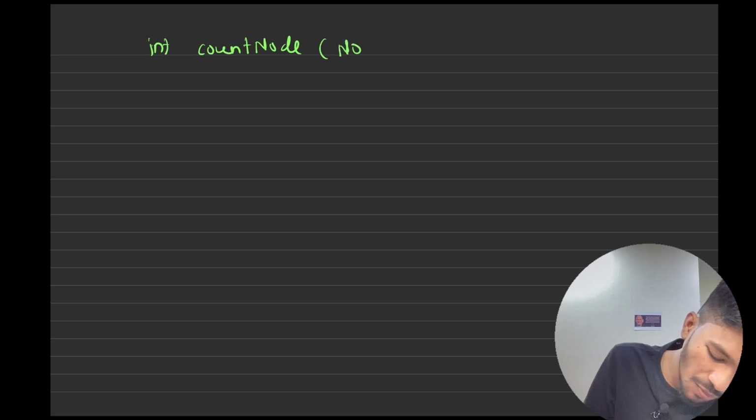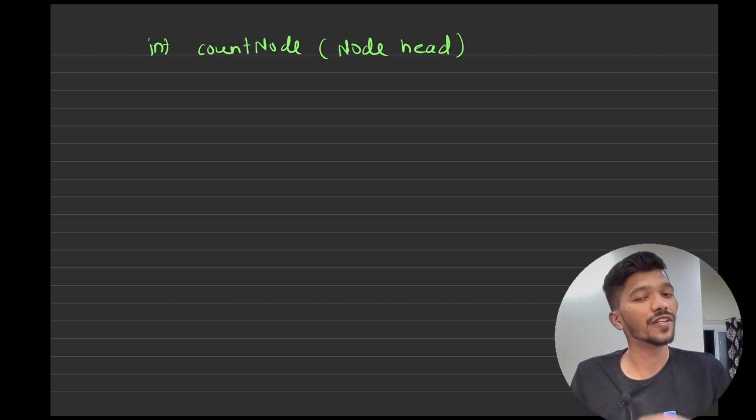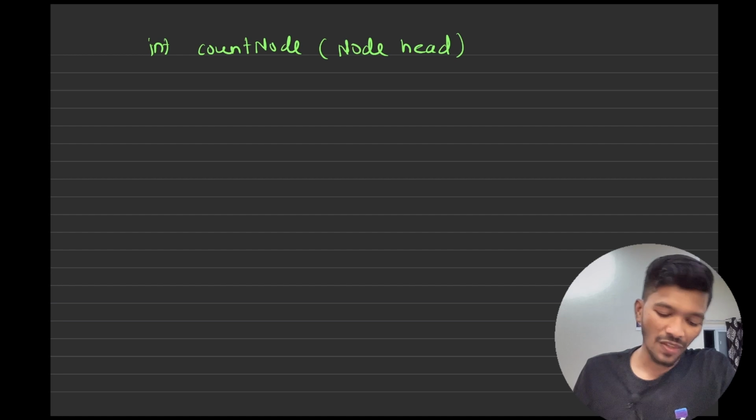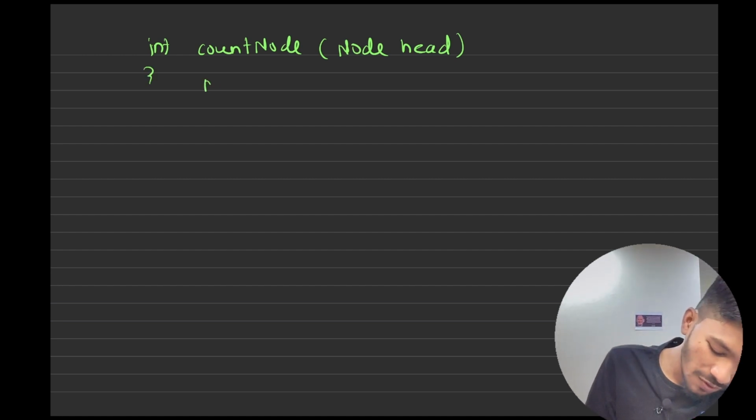Let's try to write the code for this. How can you write the code for this? Let's suppose they have given a function called count nodes, and in this they have passed the head of the linked list. Always remember that whenever you are solving problems on a linked list, they will always give us the head of our linked list. So basically we will keep a temporary pointer, which is nothing but temp, initially pointing to head.